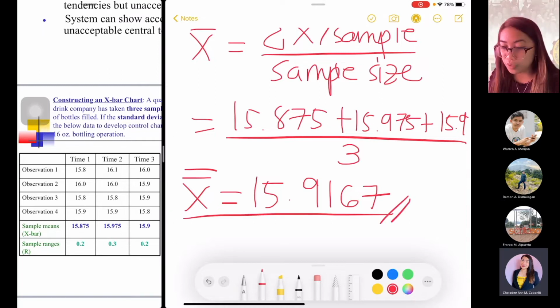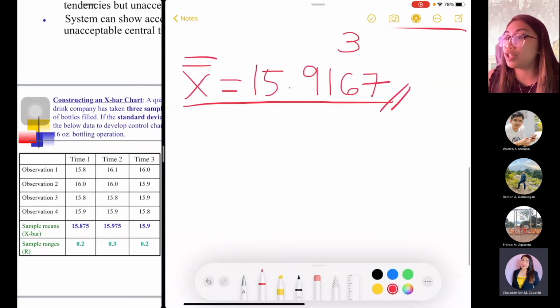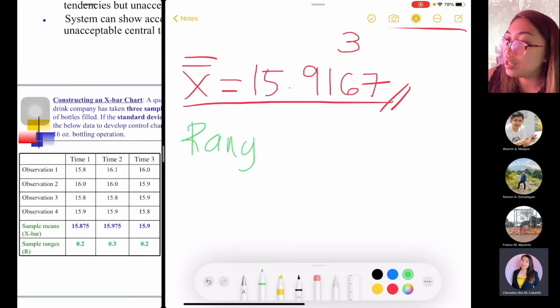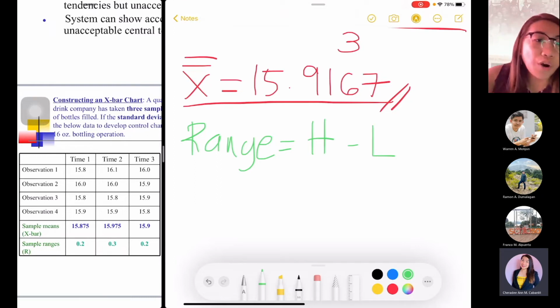Yes, ma'am. Okay. Now, after that, you can now compute for the UCL, CL, and the LCL. So, by the way, we have to get the R, double bar R. So, how do we get the range? We know that the range is actually computed as highest minus lowest value, correct? So, for time 1, your highest value is 16, and the lowest is 15.8. That's why it's 0.2. Did you get that?